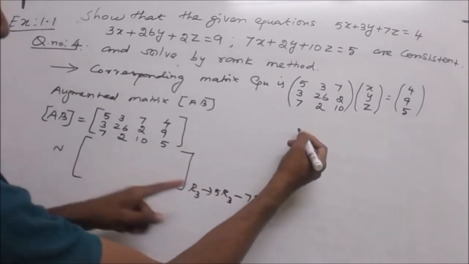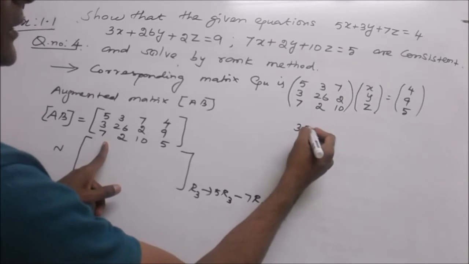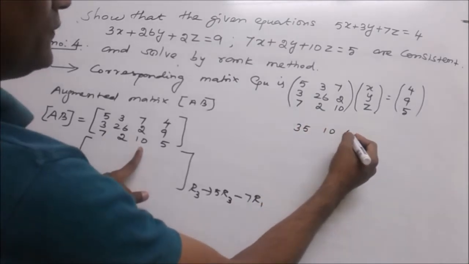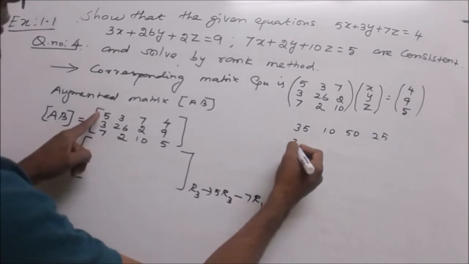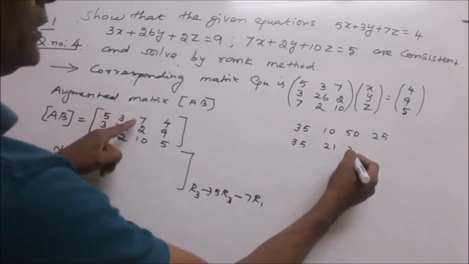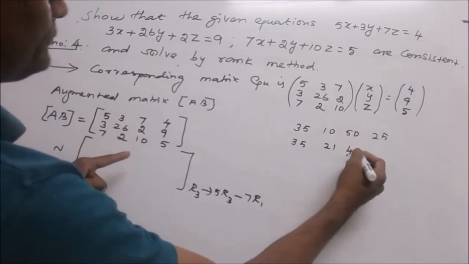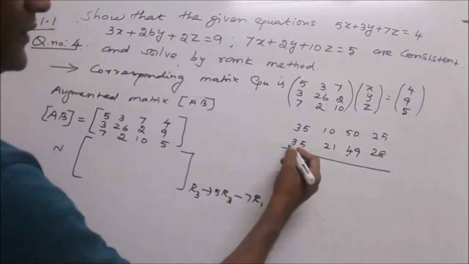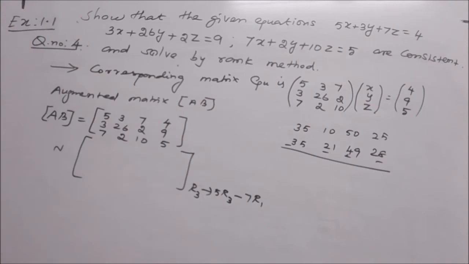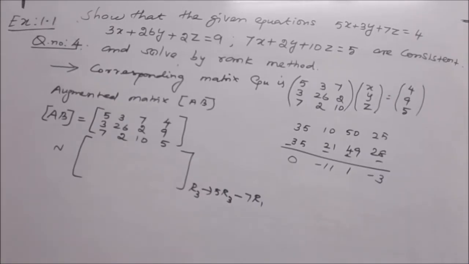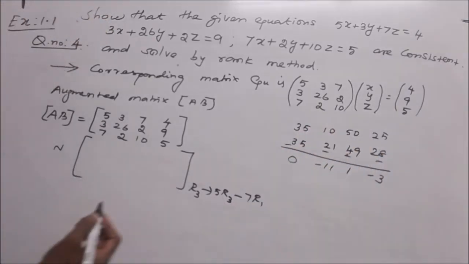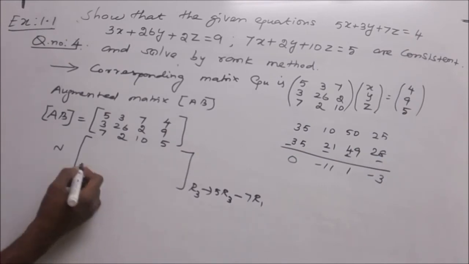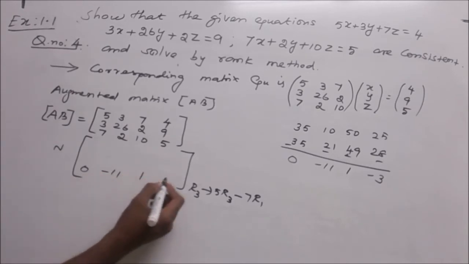For that, I am processing here 5R3: 35, 10, 50, 25. Multiplied R3 by 5. Then multiply R1 by 7: 35, 21, 49, 28. Subtracting, first entry 35 minus 35, 0. Now subtract. After subtracting we have 0, minus 11, 1, minus 3 as entries. So write in the third row: 0, minus 11, 1, minus 3.